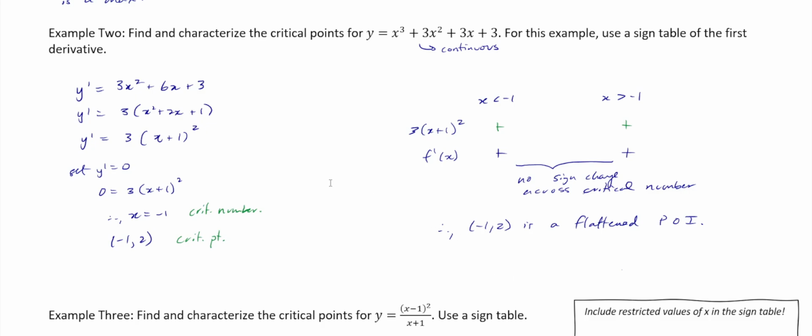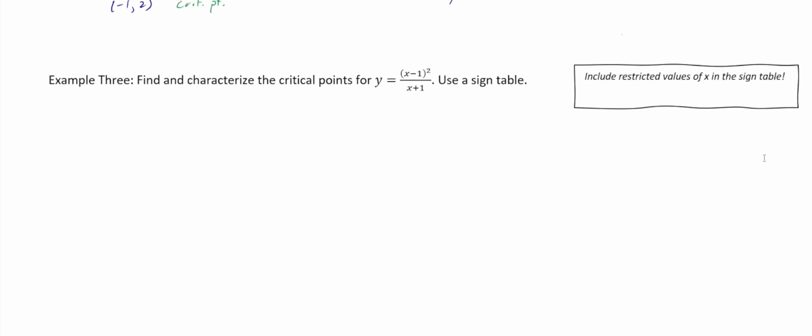All right, let's look at the second last example, actually. One thing that I added over here is to include the restricted values of x in the sign table when you go to construct a sign table for this. Okay, so I look at this right here, and I see that x cannot be equal to -1. So that means that -1 is not a critical number because there's a vertical asymptote at that point.